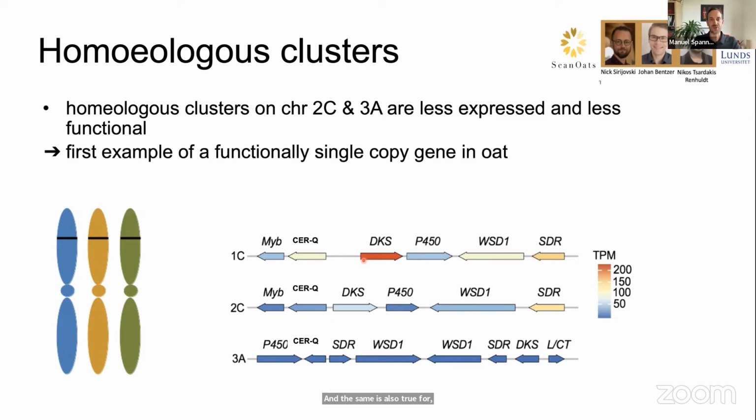So you're going to have homologous clusters on chromosome 2C and 3A, in addition to the SIRQ candidate that we identified on 1C. But when we looked at the expression of these other genes, we found that basically only the one on 1C was expressed and the others were not expressed or not functional. So this is really an example of a functionally single copy gene in oat. And these are also prime candidates in general for breeding applications in wheat and also oat.